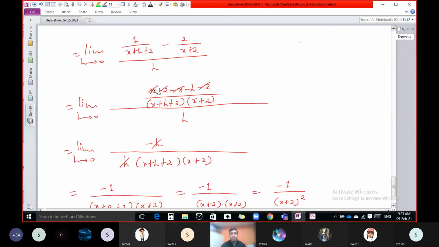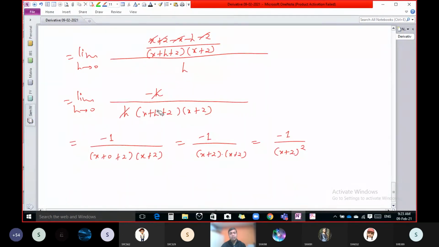Okay, and then after what we have to do, you can cancel this minus x plus 2 minus 2, so only minus h is left, and you can take this part in denominator, but in denominator h is already there, so keeping this h as it is and taking these two terms here, and in numerator we get only minus h. Now you can cancel this h, so minus 1 is left in numerator and these two terms in denominator, and then after here you can put h equal to 0. So if you put h equal to 0 we get only x plus 2. So x plus 2 into x plus 2. So that is nothing but x plus 2 the whole square. Is it clear?